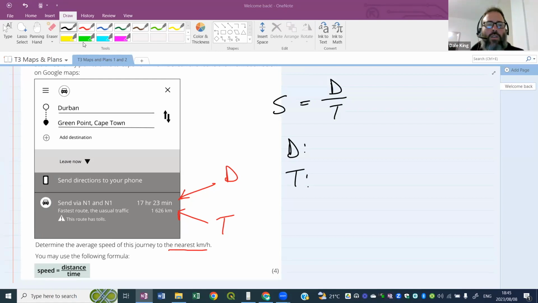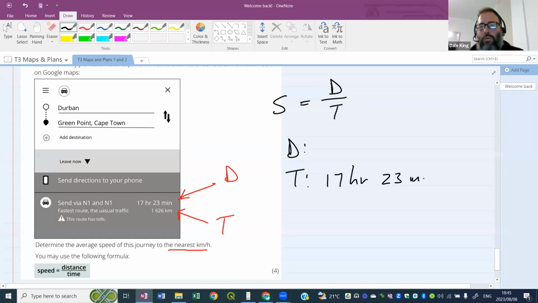It's got to do with the time. If you look at the time here, I'll write it out for you. It's 17 hours and 23 minutes. What's the problem with this? Oh, the decimal hours and the hours and the minutes. Yes, you remember that?